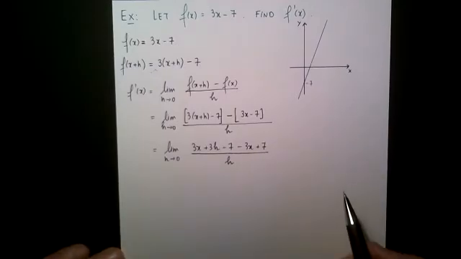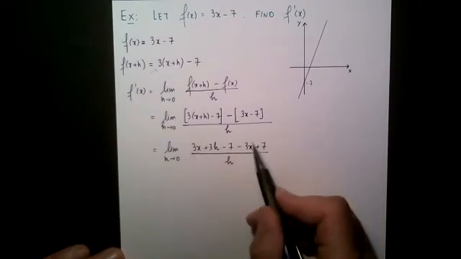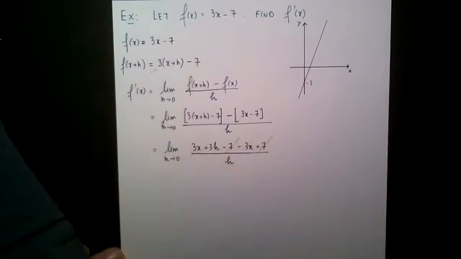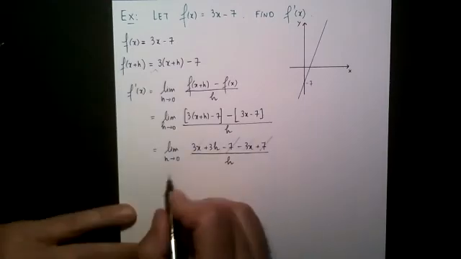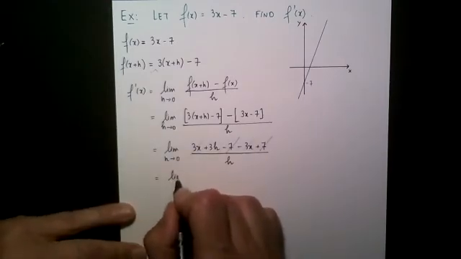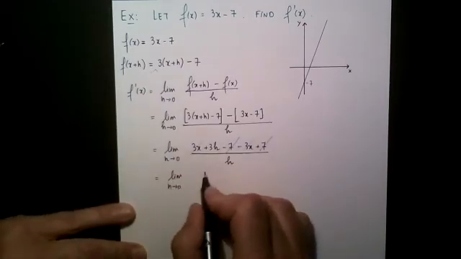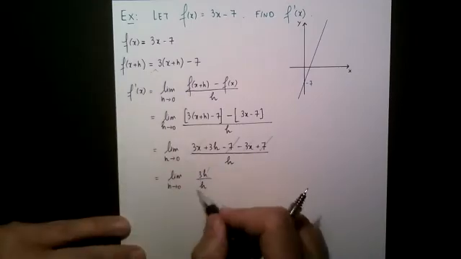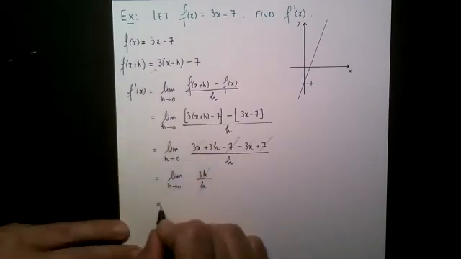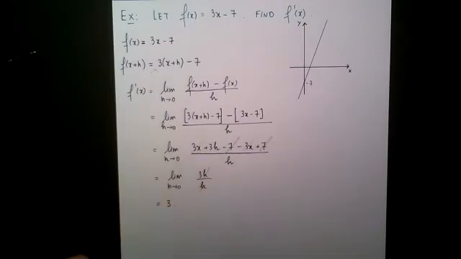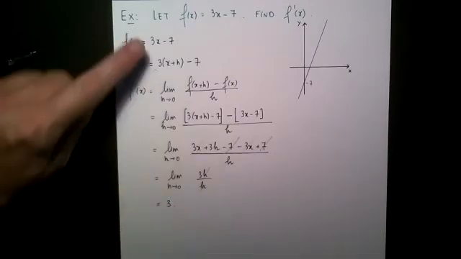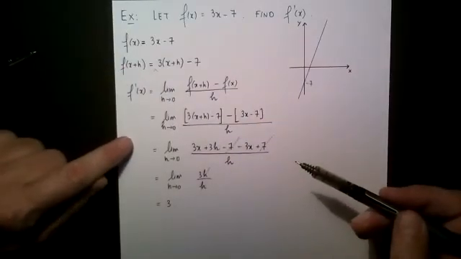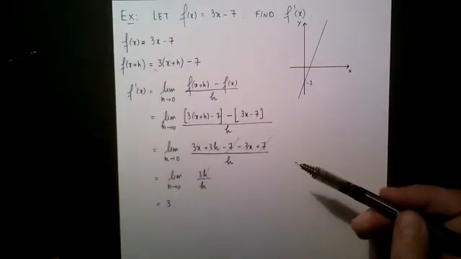Okay, and now it's time to clean up things. 3x minus 3x is out, minus 7 plus 7 is out. And so things simplify very nicely. Limit as h approaches 0, I have now 3h over h, cross out the h's, and so the answer is 3, just as expected. I was expecting the slope to be 3. So this is a little confirmation that my formula is not that off. It seems right.